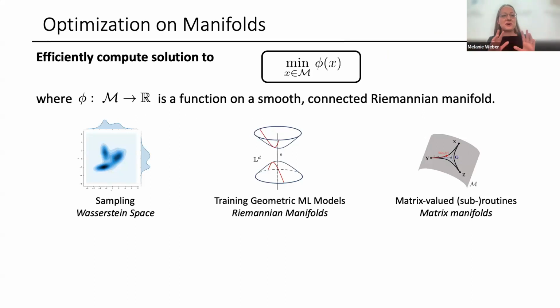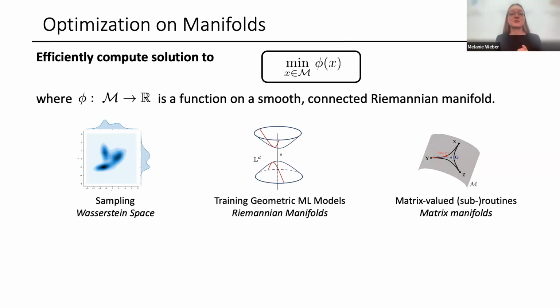Let me start with just one slide, a very broad overview on the field of Riemannian optimization, the task of optimizing functions on manifolds. So the general problem that we're looking at in this field is to compute efficiently a solution to the following problem. Our objective function is defined on a Riemannian manifold, and then we want to find the minimum of that function, potentially subject to constraints, but not always. This is a pretty general problem class, and it might arise in many different settings.